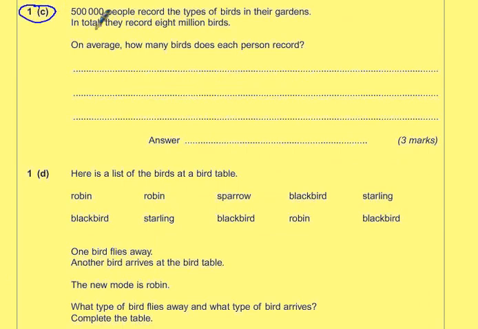Part C. 500,000 people record the types of birds in their gardens. In total, they record 8 million birds. On average, how many birds does each person record?